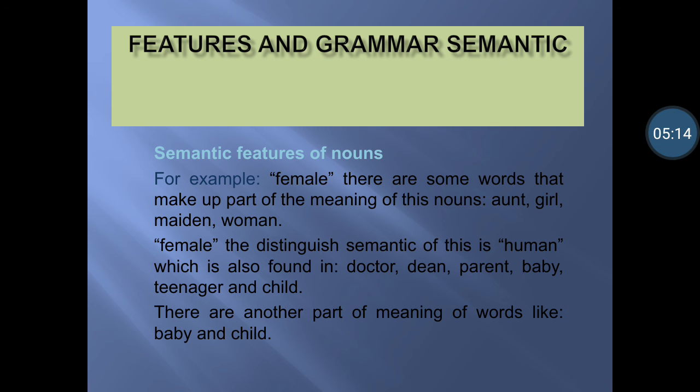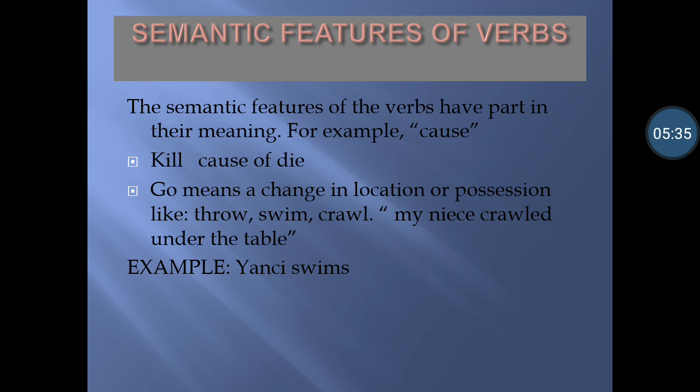Let's see some other examples like dress and jeans that mean clothing, because dress and jeans are nouns and also they are features of clothing. Another example is social networks. Its associated words are Facebook and WhatsApp. Semantic features of verbs. The semantic features of verbs have a part in the meaning. For example, cause. Kill, cause to die.